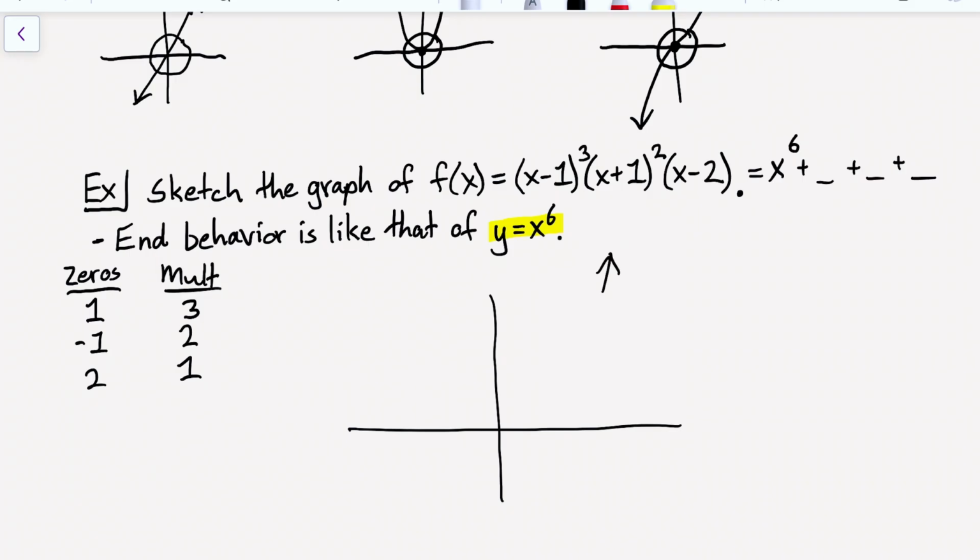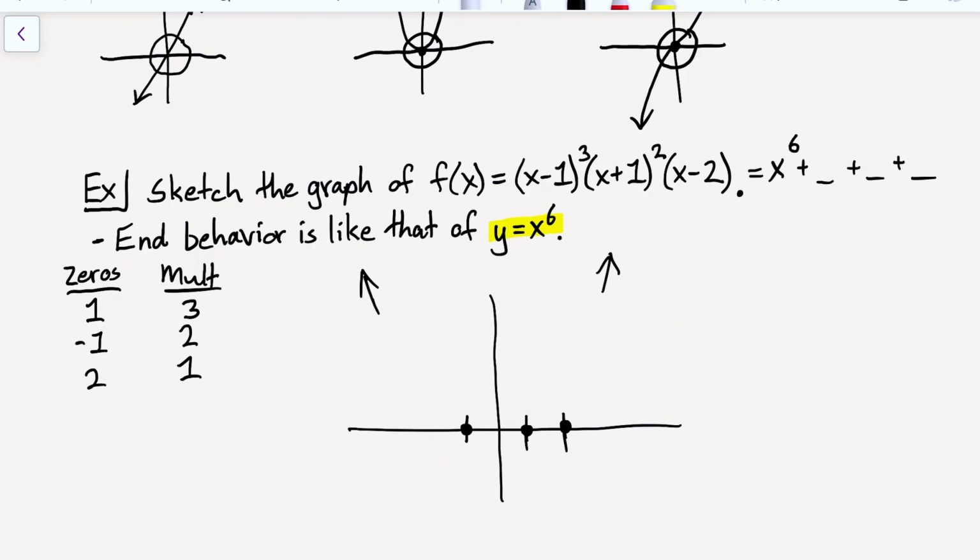So what does the graph of y equals x to the 6th look like? Well, it goes upward in both directions. The y values are increasing as x goes to infinity, or going upward as x goes to negative infinity. So we have the end behavior, and now let's record this information about the zeros. The zeros are at 1, at negative 1, and at positive 2.